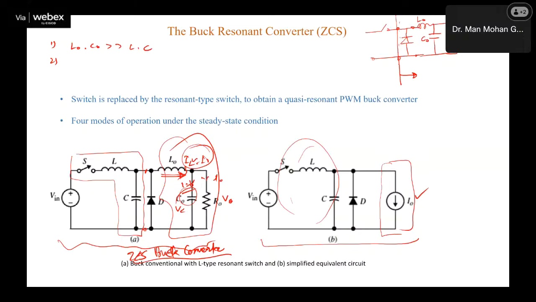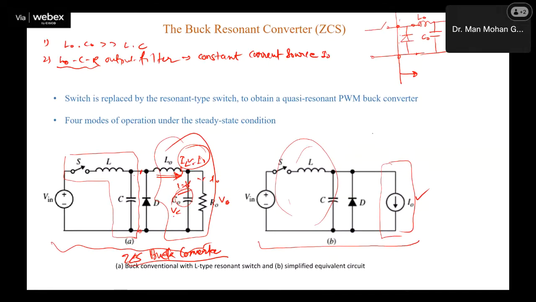Second assumption, we have assumed that this filter L naught, C naught, R naught, this is called output filter, is replaced as a constant current source I node. That is our another assumption. And this is not required here, but we will see in boost converter case.